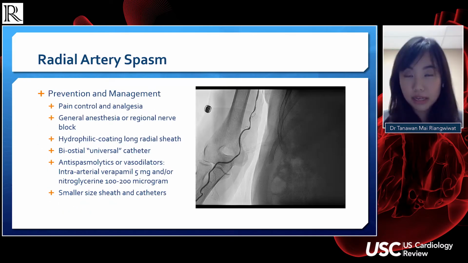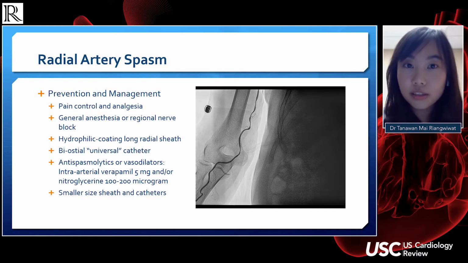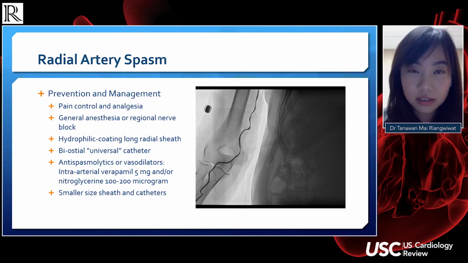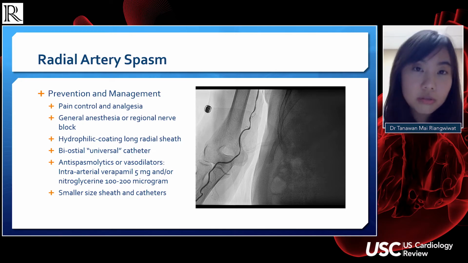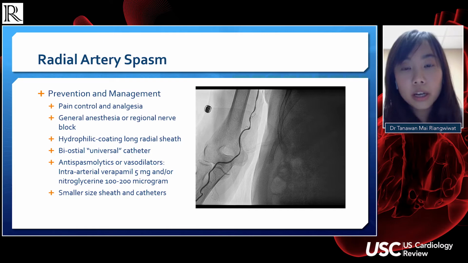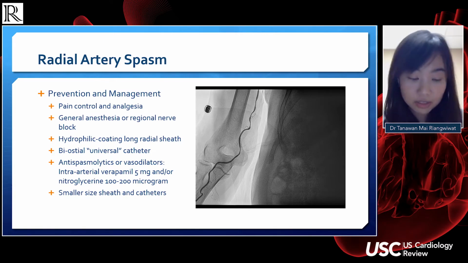For prevention and management, the first thing you should do is make sure the patient has adequate pain control and analgesia. In very rare cases, we will eventually need general anesthesia or a regional nerve block. We should use a hydrophilic coated long radial sheath. Using a universal catheter like Jacky or Tiger will help reduce radial spasm, just because there are fewer catheter exchanges.